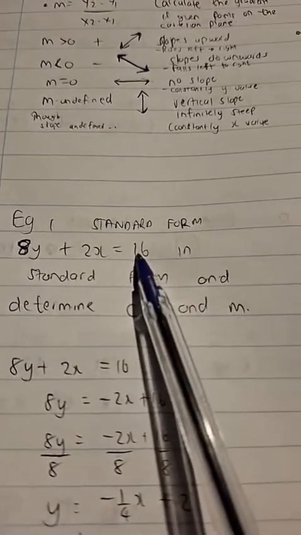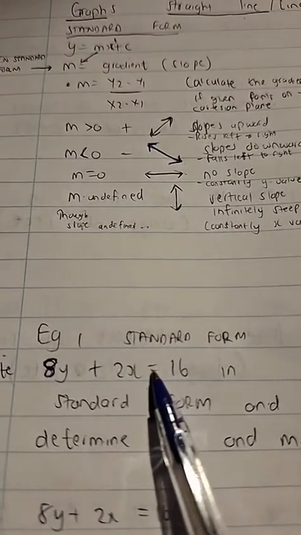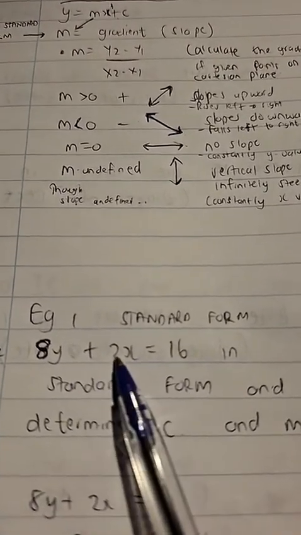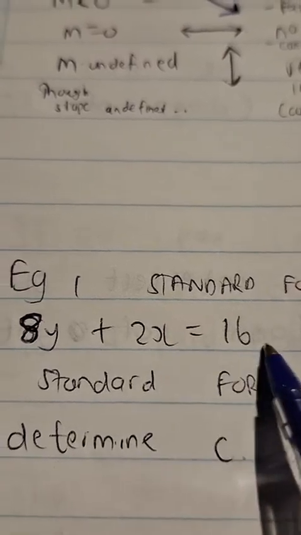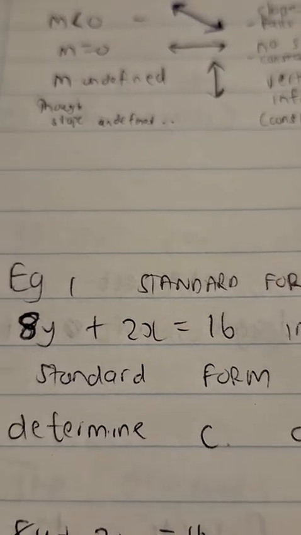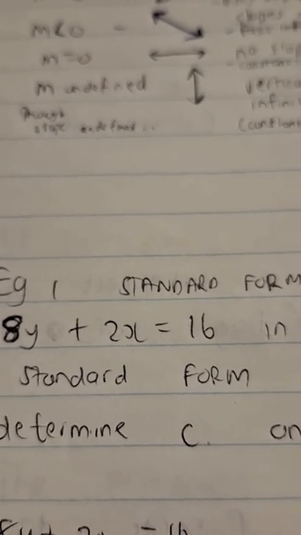8y plus 2x is equal to 16. My first question to you: is this equation, 8y plus 2x is equal to 16, in standard form, guys? Is this equation already in standard form? Yes, no?